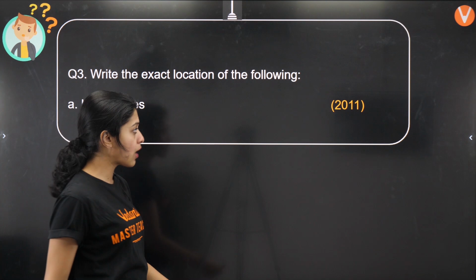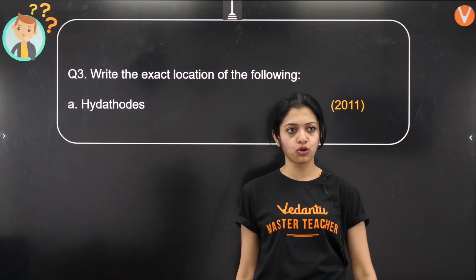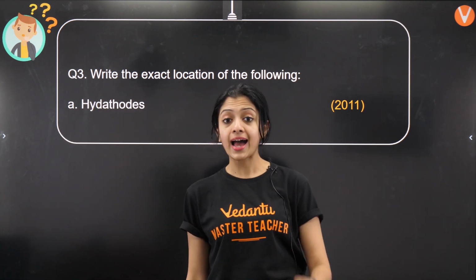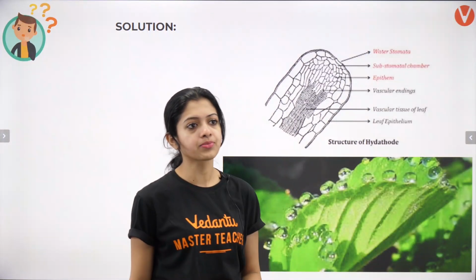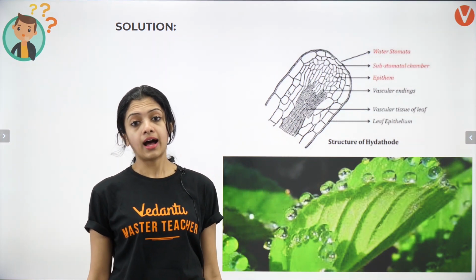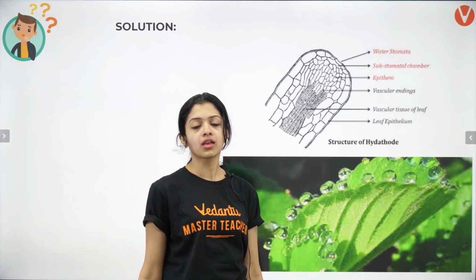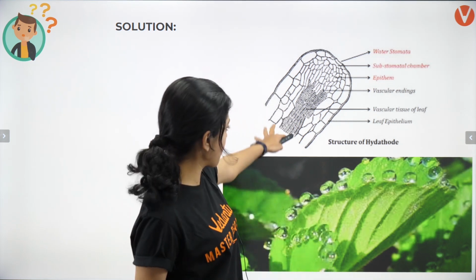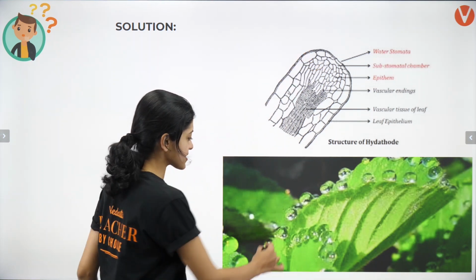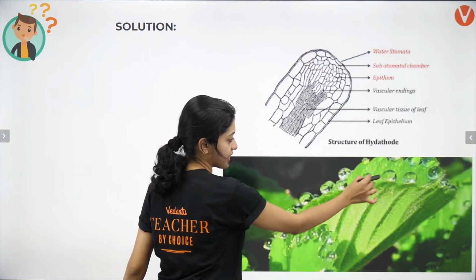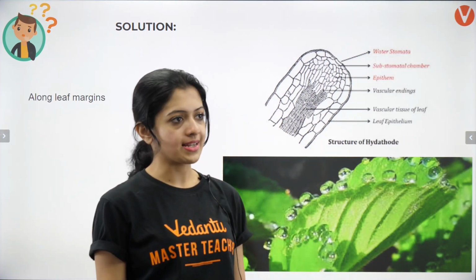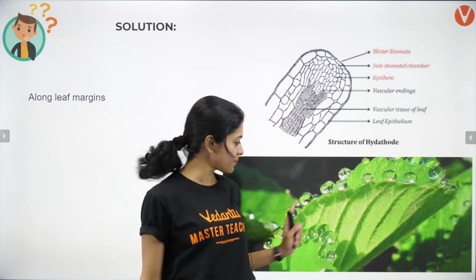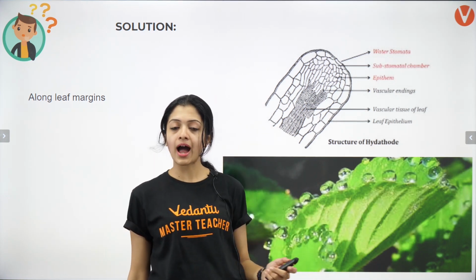Okay. Now, write the exact location of the following. This came in 2011. Hydathodes. What are hydathodes? Remember what they are? Yes, they are parts of a leaf which help in the process we call guttation. Remember, this is the structure of a hydathode, and hydathodes beautifully help in guttation. I remember showing you these pictures while we were discussing that. So yes, they are found mostly along the leaf margins, the hydathodes.